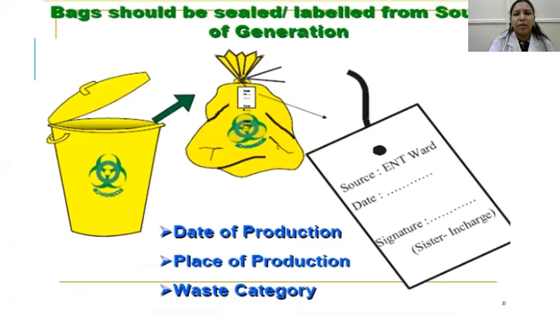And not only this, from each ward in our hospital, we have different wards like orthopedics or gynec or ENT, whatever waste they are generating, they also should be labeled. The waste which is produced from that particular department, the date of production, place of production, waste category, whether it is yellow, red or whatever, all things should be written, and the sister in charge, that is the nurse who is responsible for that ward, will be signing and giving it to the storage room where it is temporarily stored, and then it is transported and given to the biomedical waste treatment facility.